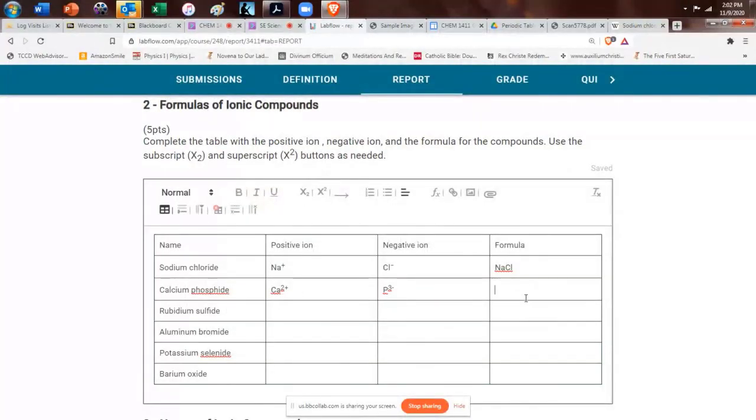So the calcium phosphide, I now know that this is going to be Ca subscript 3, and then P subscript 2. That's how you do that.